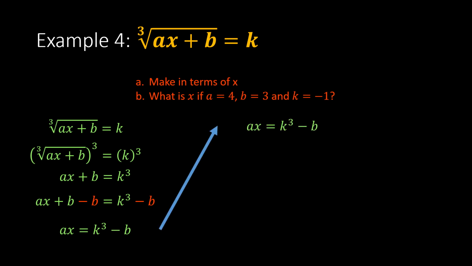Okay, we're going to write that on the other side. So, we have ax is equal to k cubed minus b. Divide both sides by a so that we can make it in terms of x. So, in terms of x, that will lead us to x is equal to k cubed minus b all over a.